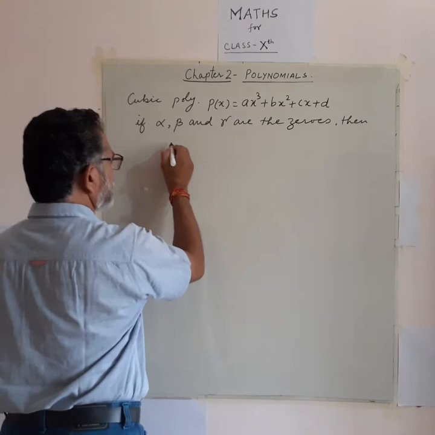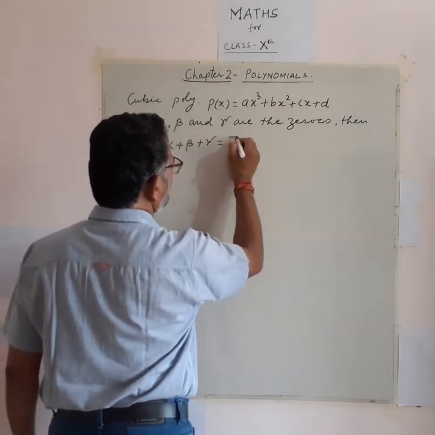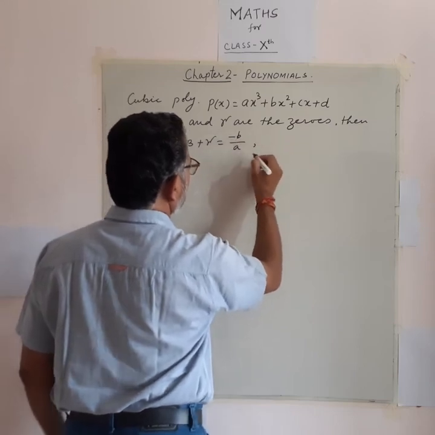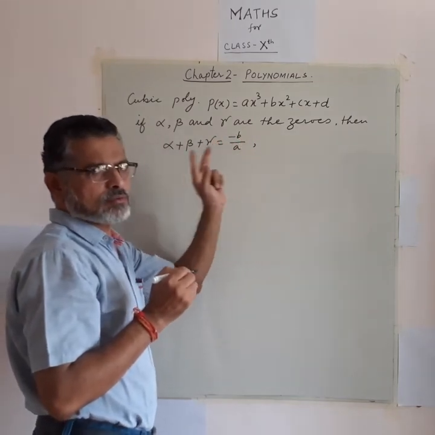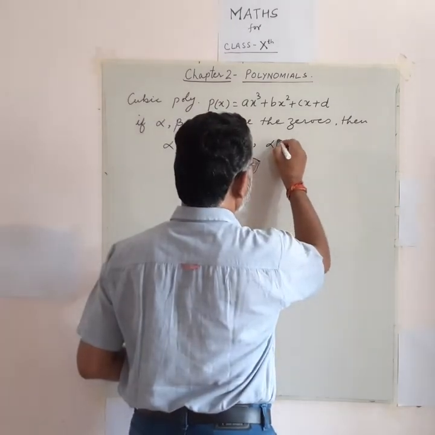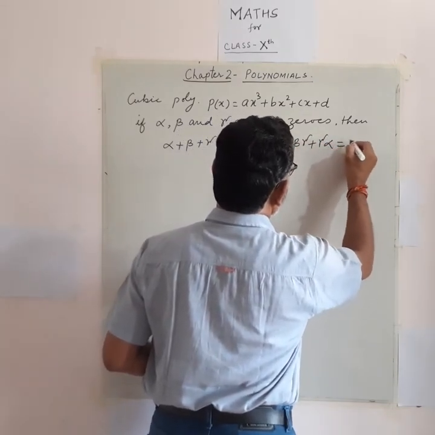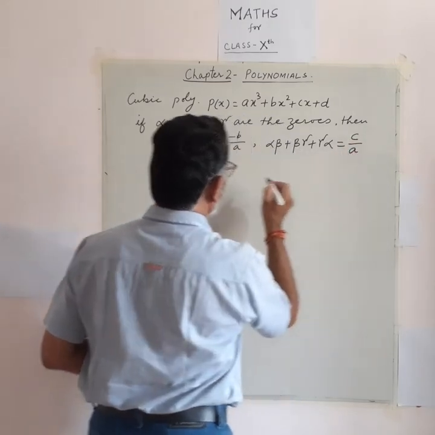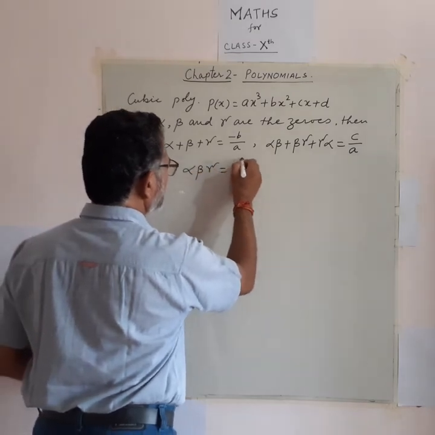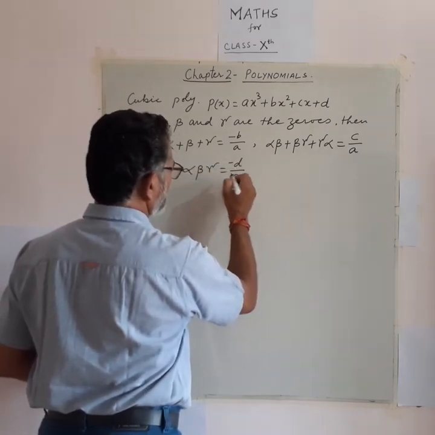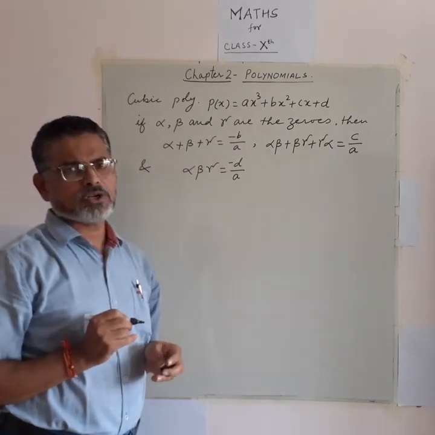we have a relation: the sum of zeros, alpha plus beta plus gamma, is minus b upon a, and the sum of the product of two zeros, that is alpha into beta plus beta into gamma plus gamma into alpha, is c upon a, and the product of all three zeros will be minus d upon a. So these are the relations between the zeros and the coefficients of the cubic polynomial.